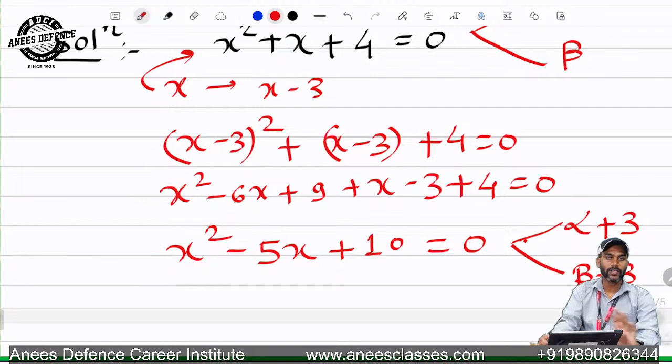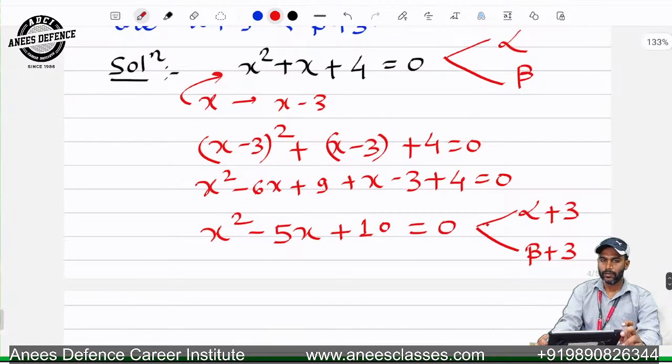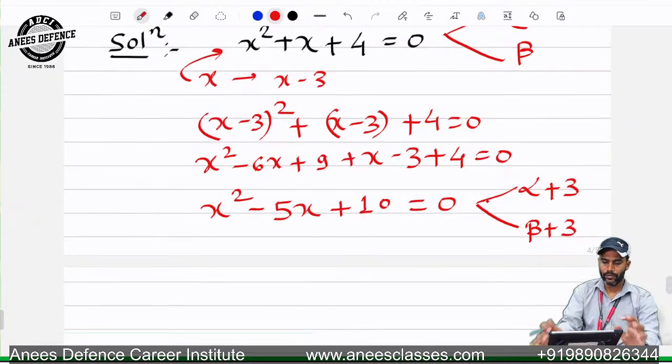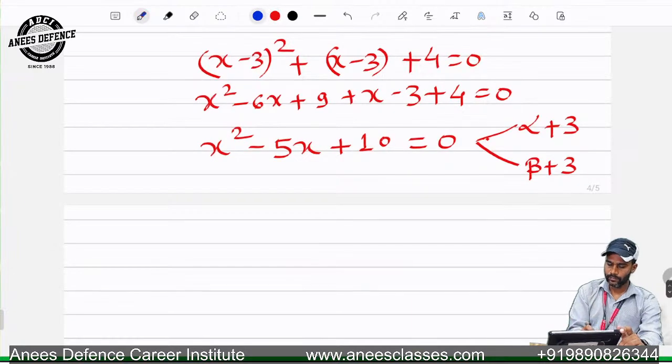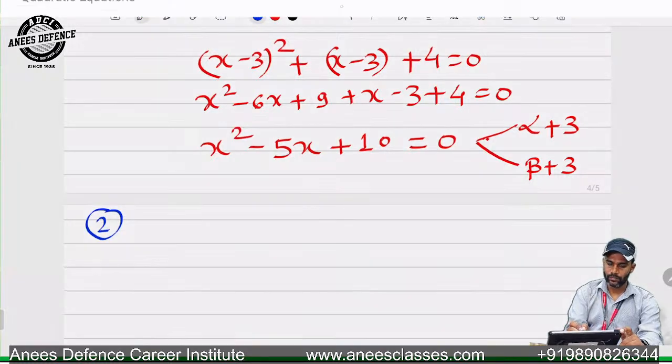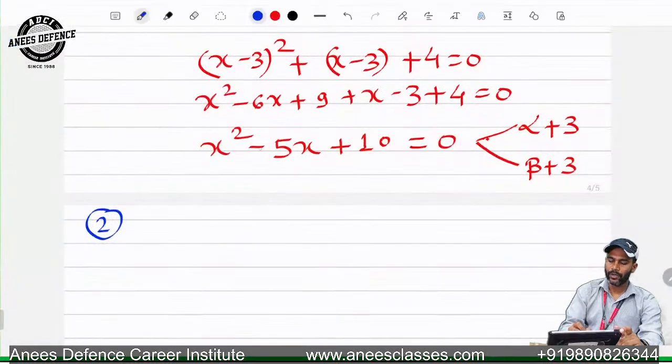Shall we take the next transformation? Okay. Very easy. So we have to just do the opposite. If you add, you have to subtract. If you multiply, you have to divide. Next. Transformation number 2.